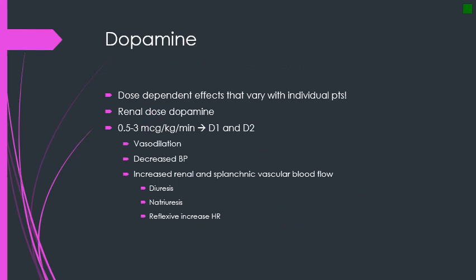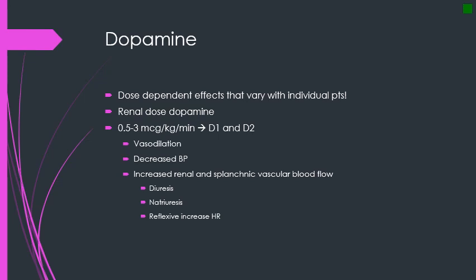If you've used dopamine in the ICU, if you've initiated that drip, then you know that every patient is different with how they respond. So it's very dose dependent with each individual, the patient that's on your table. Your renal dose dopamine usually is up to 3 mics per kilo per minute. That works on your D1 and D2 receptors for vasodilation. And that is vasodilation preferably to the renal vasculature. It can cause a decrease in the blood pressure, but typically it's not significant enough to cause any systemic effects.